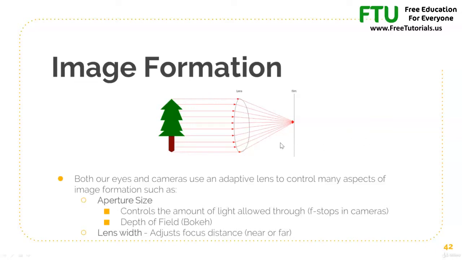So, image formation. Now, going back to photography again, a lens can take light from all different angles and focus it at a point on a film to get it in focus. And that's by controlling the lens width here. That's actually how we adjust the focus at this point.